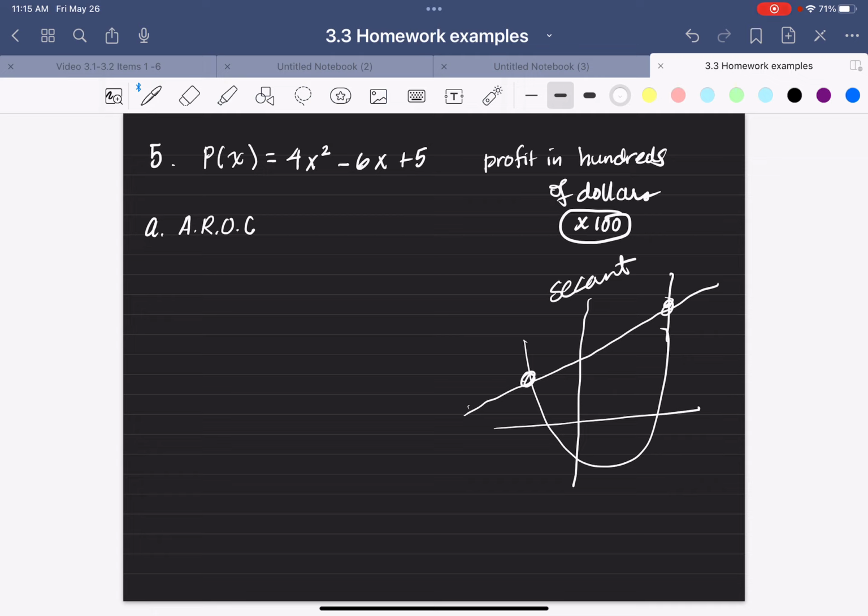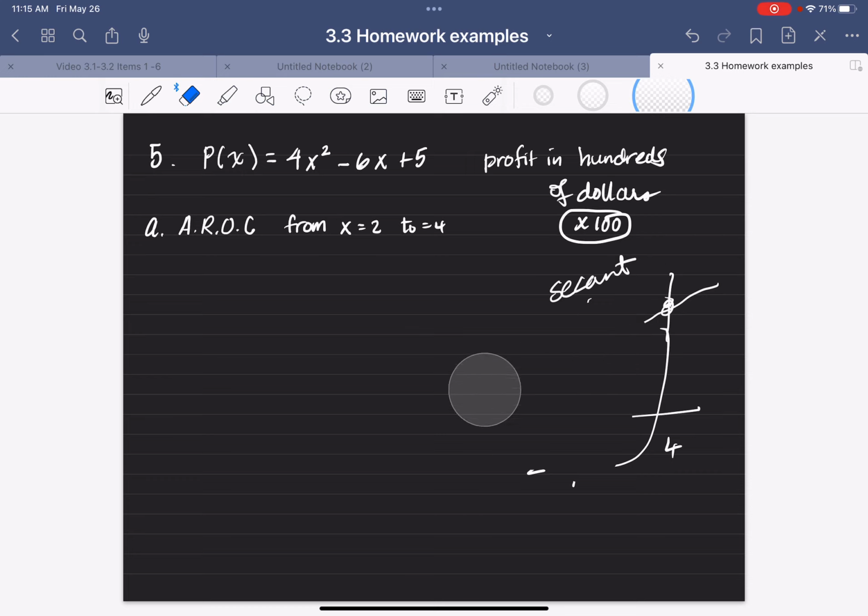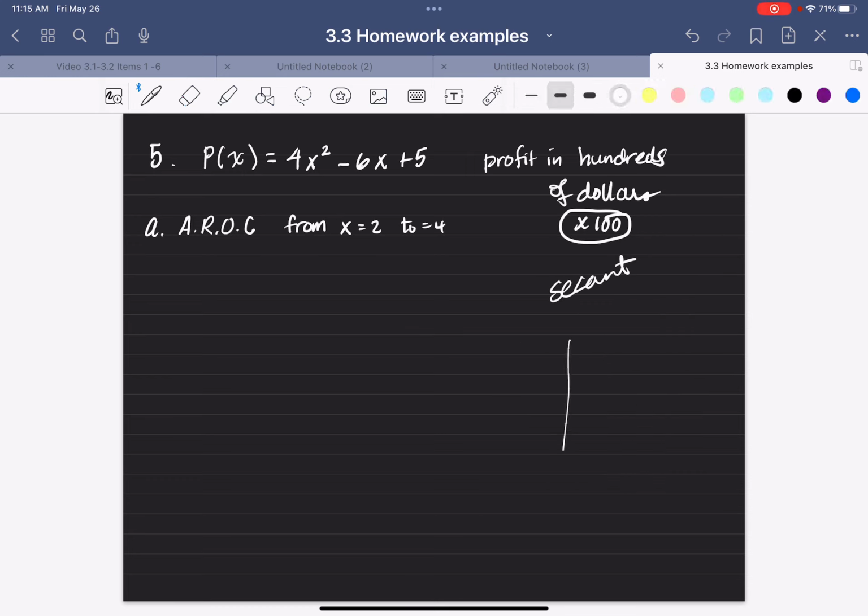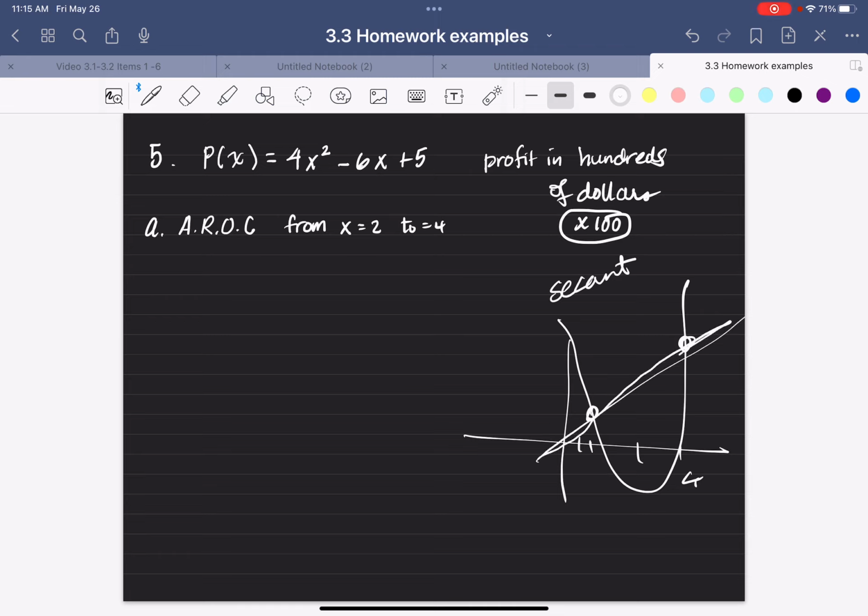For the first one, they say from x equals 2 to x equals 4. So this is 2 and this is 4. Ignore these axes, it looks more like this. Here's 1, 2, 3, 4. Ignore my scale, but you get the idea. We're going through the first point at 2 and the second point at 4. Now that's just a slope formula, but the problem is that we don't have the y coordinates.